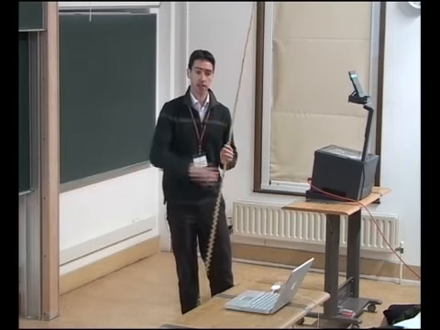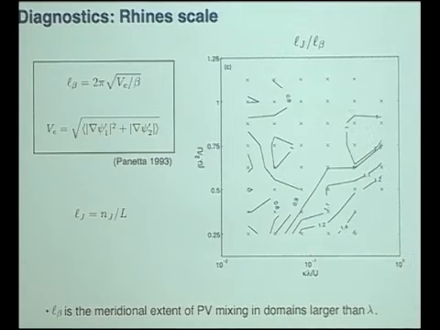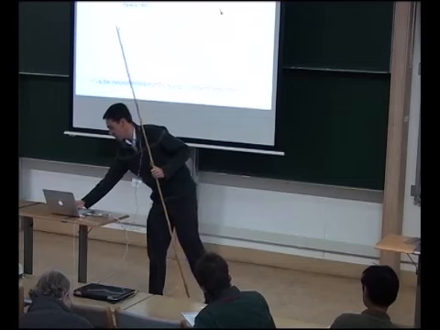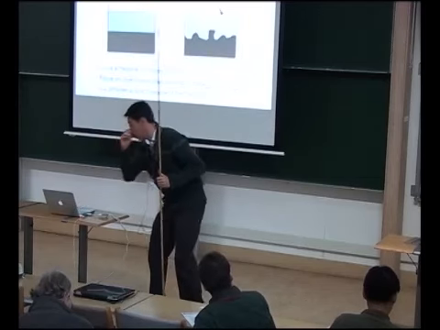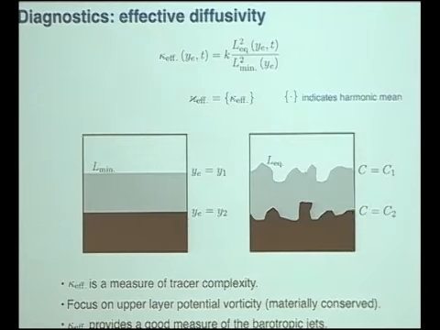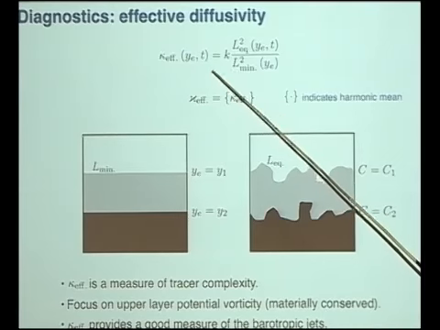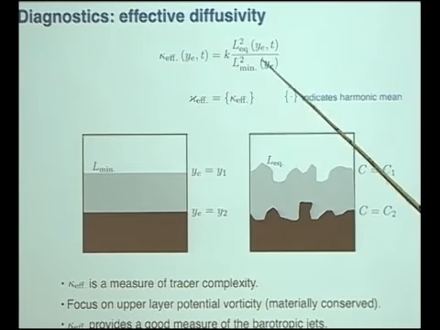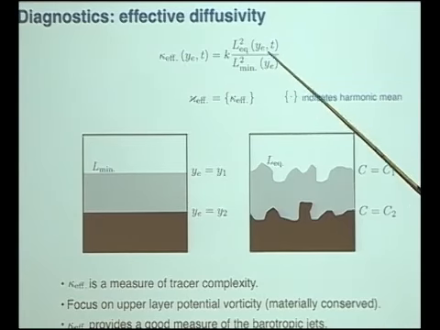Okay? So the point really is that L beta is measuring the meridional extent over which potential vorticity wants to mix. So you have this turbulence in a large domain, you set up a number of jets, and L beta is measuring the width over which that mixing occurs. Okay, and so we'll come back to that in a minute. The other diagnostic I like to look at is the effective diffusivity.